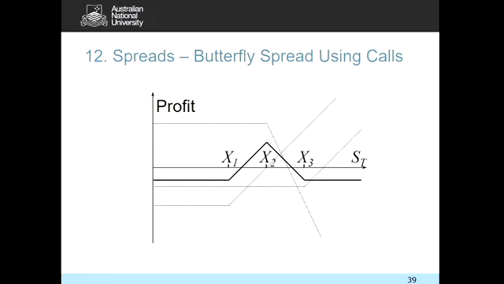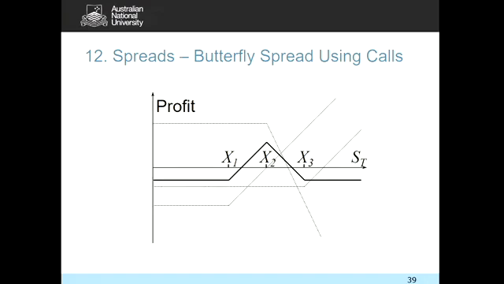Just look at the diagram. To make a profit, what has to happen to prices? The price has to be somewhere close to X2, the middle exercise price, right? Otherwise, you make losses down here. So how do you create these? You buy a call option with an exercise price of X1, a low exercise price. You buy a call option with a higher exercise price of X3, and you sell 2 call options with a middle exercise price, which is X2.